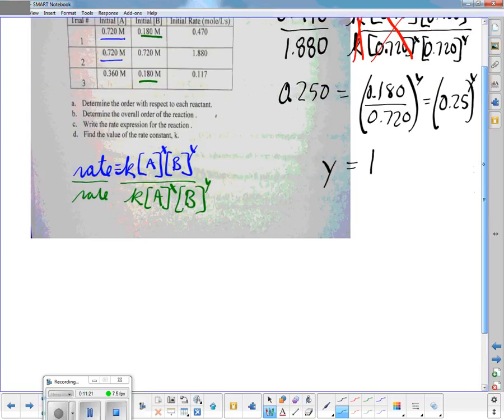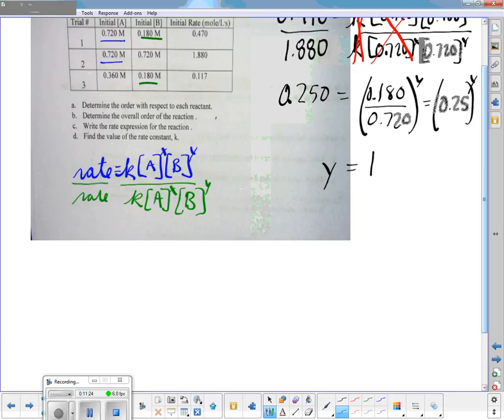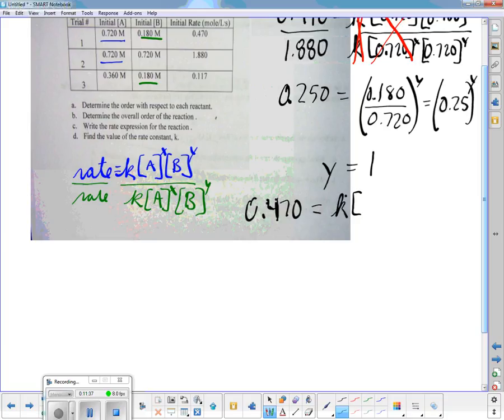Okay, so now I'm going to take the next two, and that is the green ones, and I'm going to do it with them. So I've got 0.470 equals k times the concentration 0.720 to the x and 0.180 to the 1, which I don't have to write 1 because I already know y now. But I could put y there if I wanted to. Doesn't matter which one you do first.